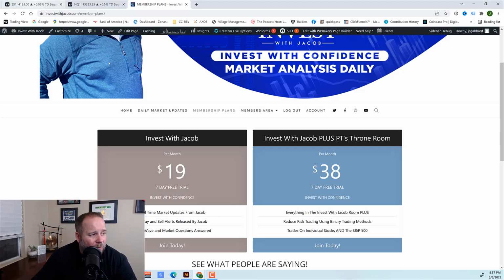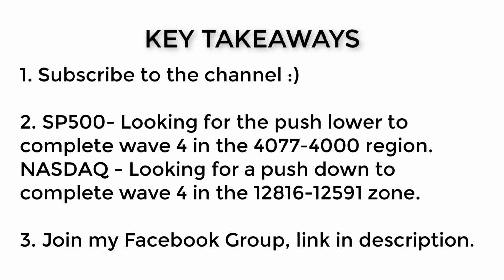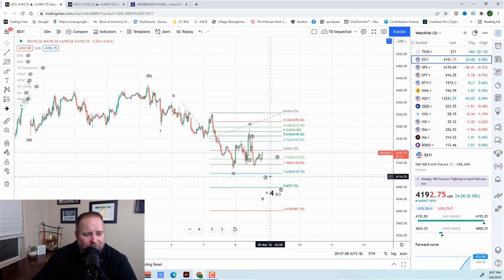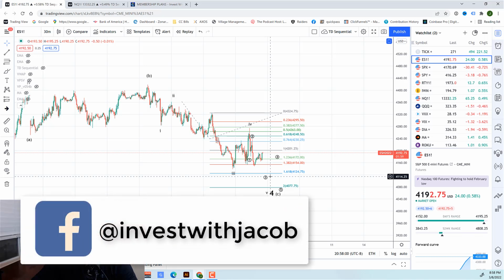All right, guys, key takeaways for today. We are looking for them to push it down to complete wave 4. We expect a little bit more of a bounce here, like I said, probably to the 4,200 area at the 1.0, and then a push down lower tomorrow towards this wave 3 target of 4125. If the Nasdaq does decide to break, it could pull the ES directly lower with it. We expect a target of about 4077 down to about 4,000 on the ES.